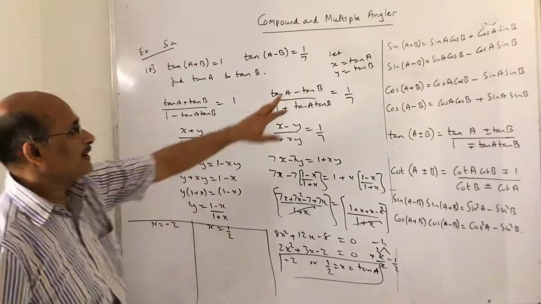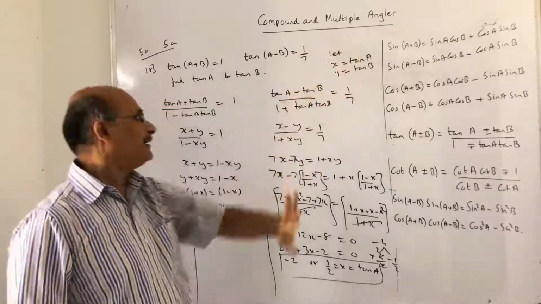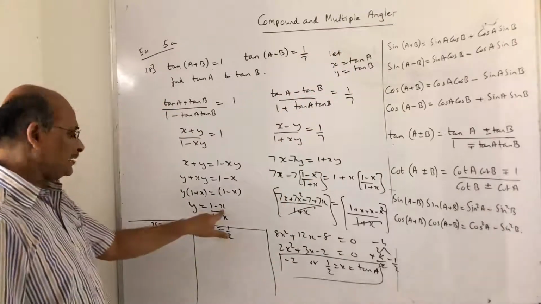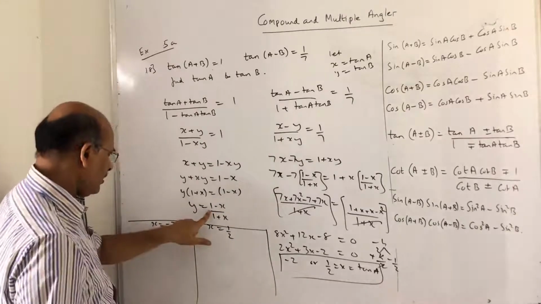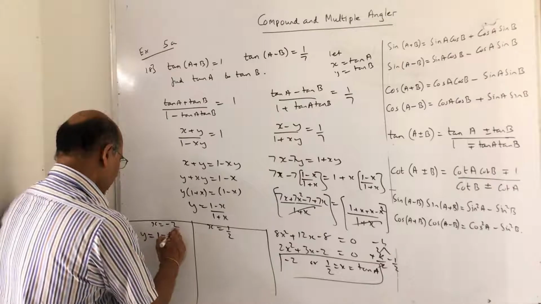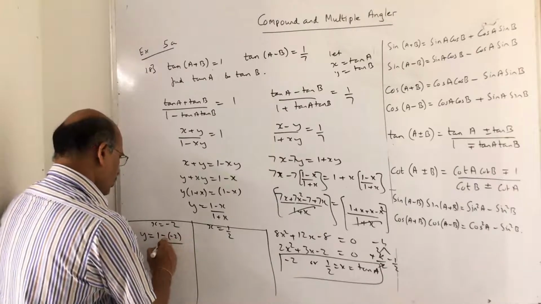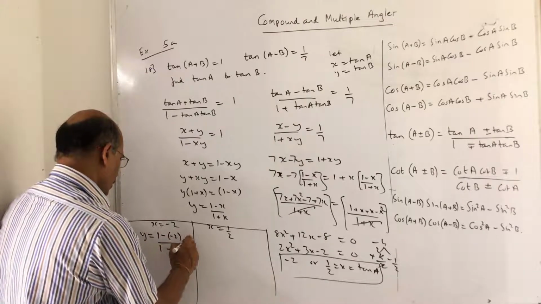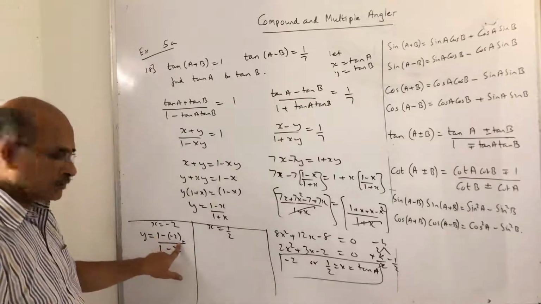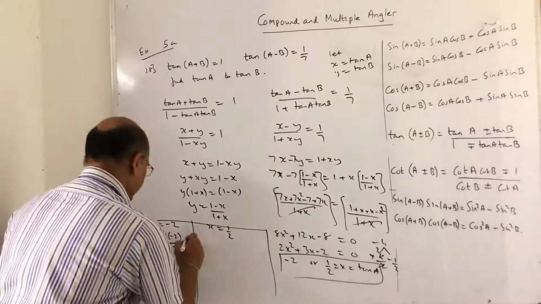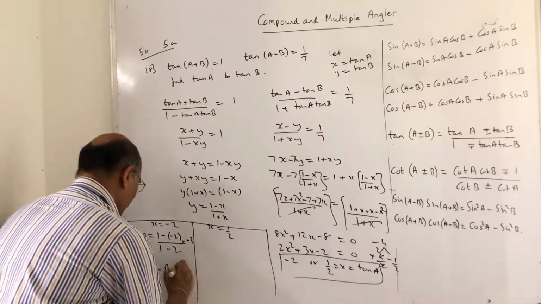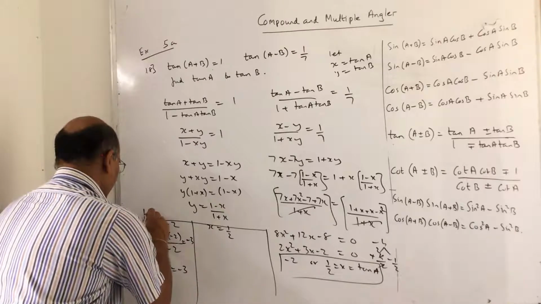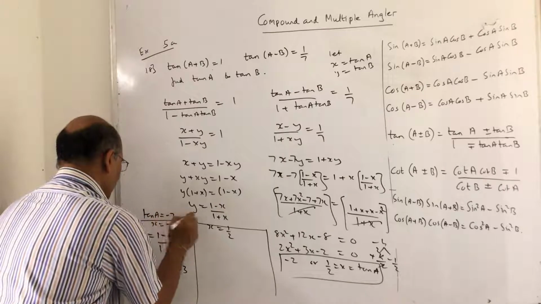Now when x is equal to minus 2, so what is x actually? Tan A. So in fact you are finding tan A and tan B. Don't worry. So x equals, find the answer here. So y will be what? 1 minus of minus 2 upon 1 minus 2. What is the answer? 1 plus 2, 3. That is minus 3. So tan B is equal to minus 3 and tan A is equal to minus 2.